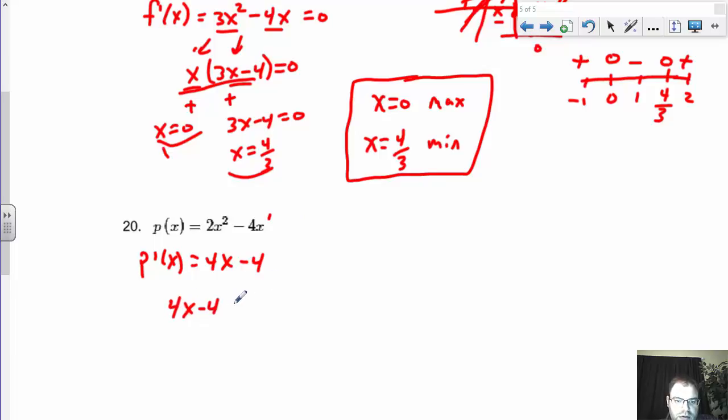4x minus 4 equals 0. As long as there's only going to be one answer here, that means 4x is equal to 4, and x will be 1 when I solve it. Okay? So is 1 a minimum or a maximum?